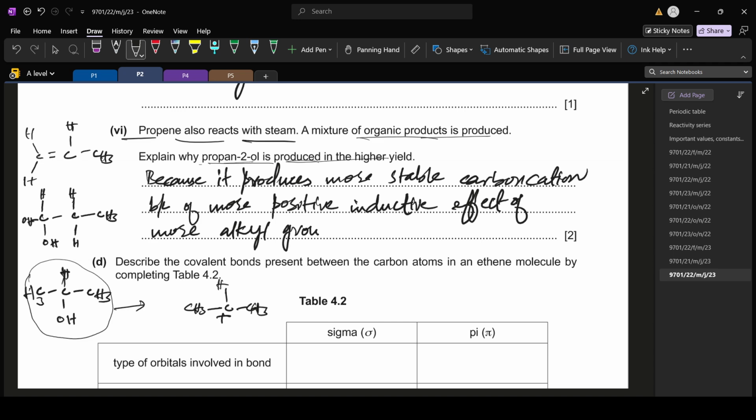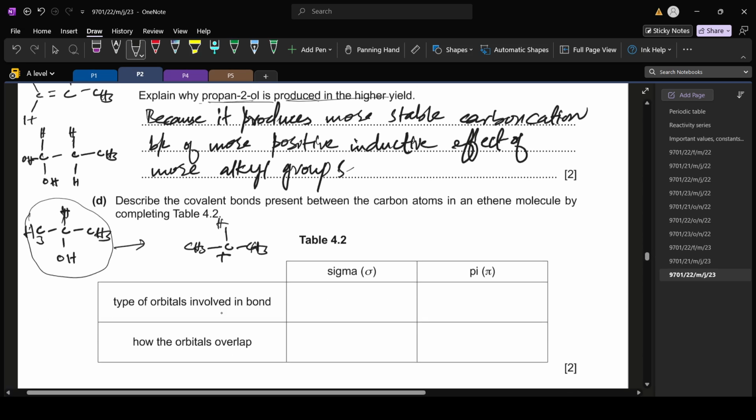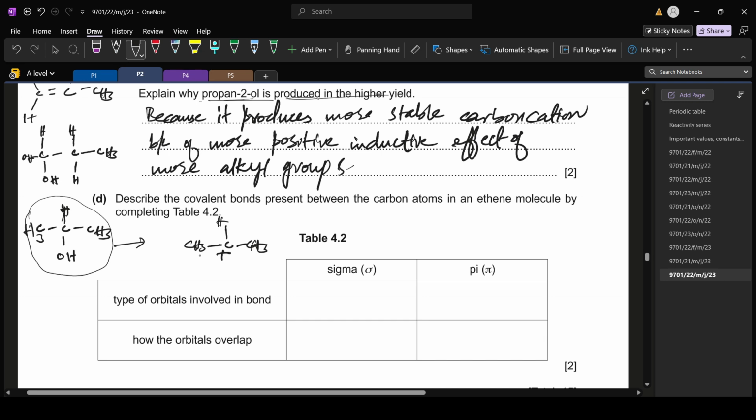These alkyl groups are actually the electron donating groups. So if there are more alkyl groups, they will donate more electrons. So this positive charge will be stabilized. So this carbocation is likely to form. That's why propane 2 will be in higher yield.